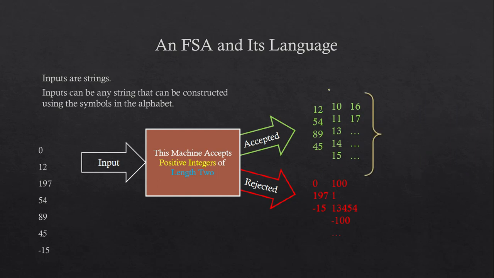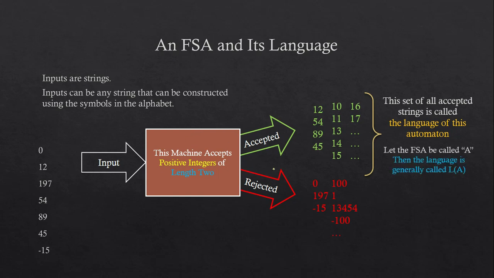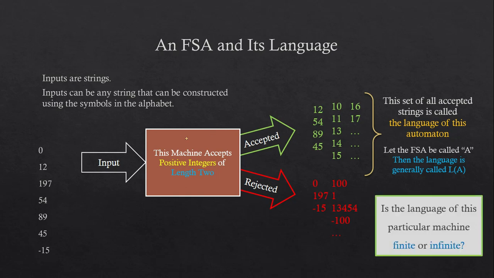The complete set of strings that are accepted by a machine is called the language of that finite state machine. If the finite state machine has a name, for example if we call this machine A, the language is generally called L of A. Now here is a quiz for you. For this particular machine, the language of this machine, which means the set right here, the complete set, do you think that set is an infinite set or a finite set? The question is not very hard, so I hope if you think about it, you are going to come up with the answer on your own.